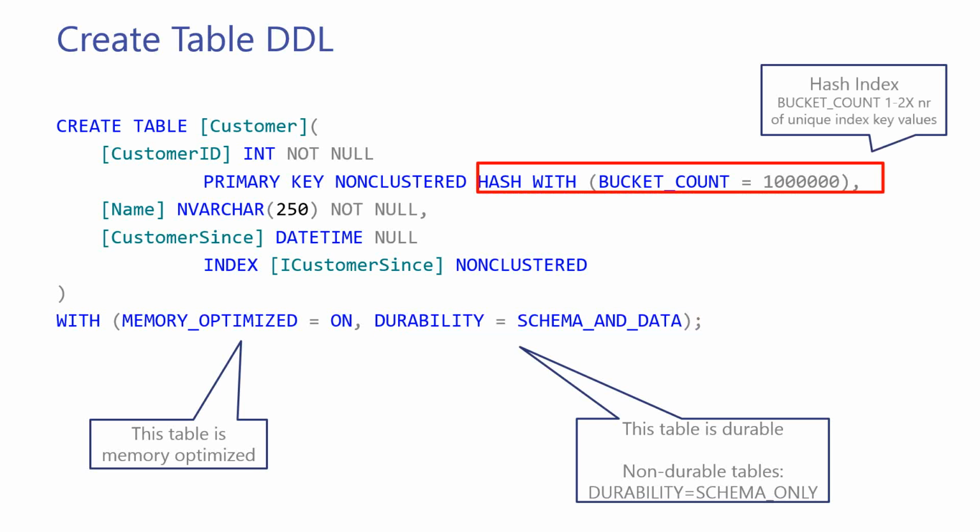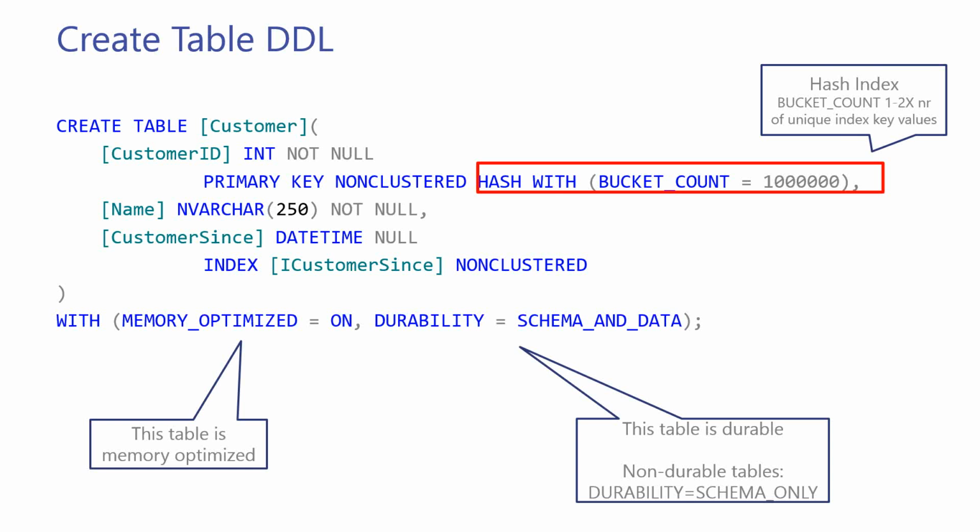Then we have a new type of index that we introduce specifically for memory optimized tables. And this is the hash index. Now a hash index is quite different from traditional clustered and non-clustered indexes. Instead of a B tree, the index structure is a hash table, which means that it is very efficient for point lookups. But you cannot do things like ordered scans or scans of ranges. I will go through that in a bit more detail later on.